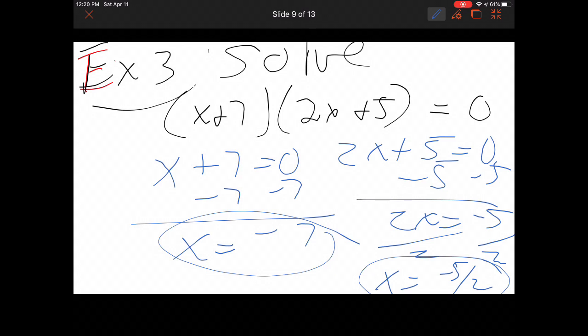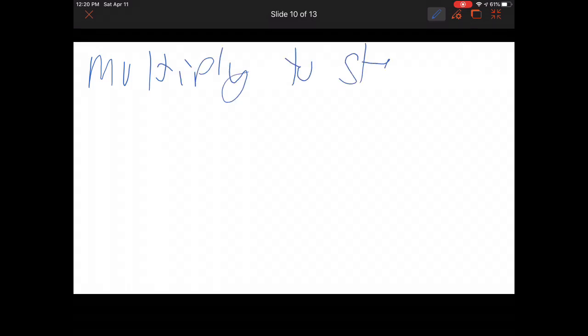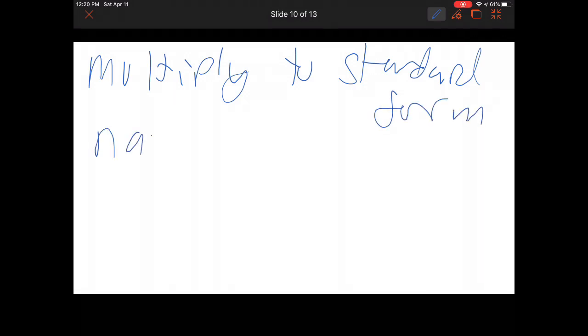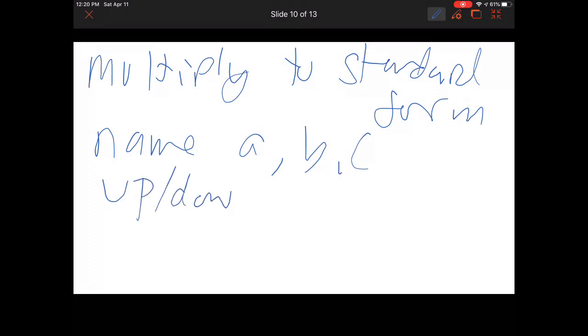So today's worksheet, I'll just lay it out for you. You're going to have to multiply to standard form. Be able to name the A, the B, and the C. If it's in standard form, guys, then the A is the first number, the B is the second number, and the C is the constant. And then you're going to have to be able to say if it's going up or down, and if it's a min or max. Okay? That's the first part of your worksheet. That's going to be the bulk of your work.